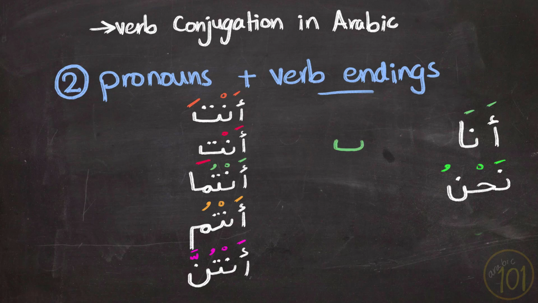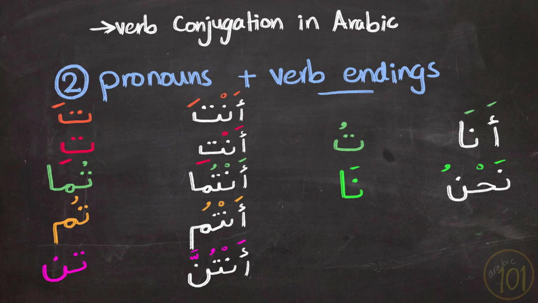When it comes to أنا, you're going to add tu at the end of the verb. When it comes to نحن, you're going to add na to the end of the verb. أنت, you're going to add ta to the end of the verb. أنتِ, you'll add ti. أنتما, you will add tuma. أنتم, you're going to add tum to the end of the verb. أنتن, you'll be adding tunna to the end of the verb.